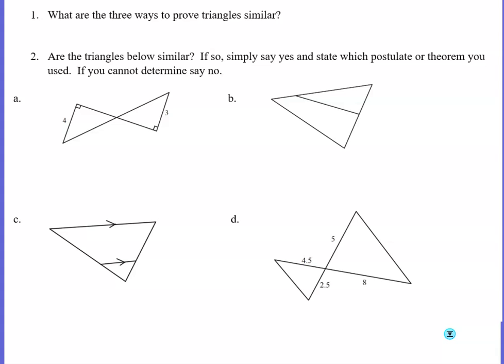What are the 3 ways to prove triangles similar? The first one is if they have 2 angles the same. So angle similarity, and that is a postulate. Yes, you need to say postulate. We also have side angle side. So if the 2 sides are proportional and the angle between them is congruent, we can use side angle side similarity. That's a theorem. And last but not least, if all 3 sides are proportional, then it is SSS similarity theorem as well. So only postulates AA.